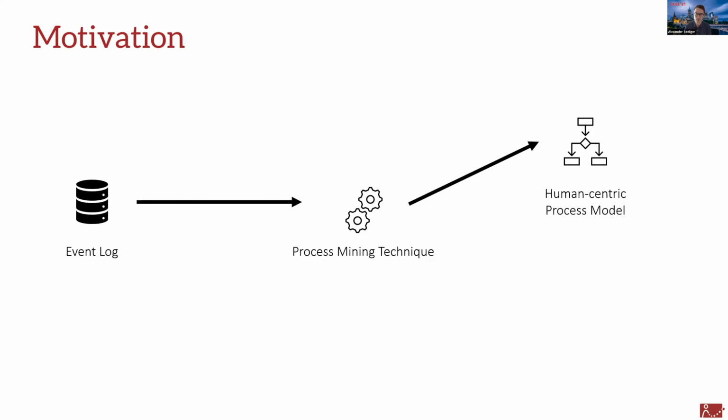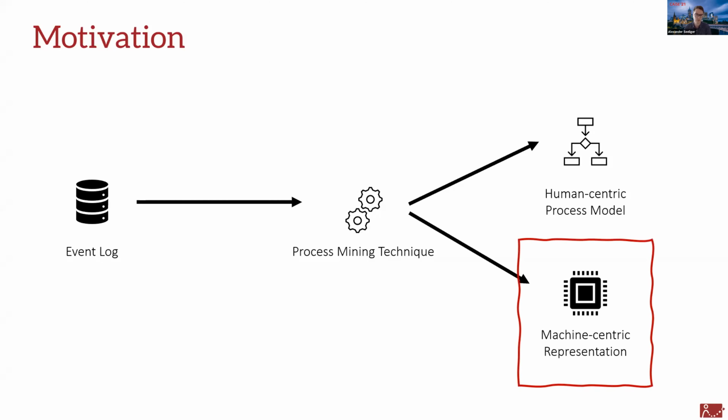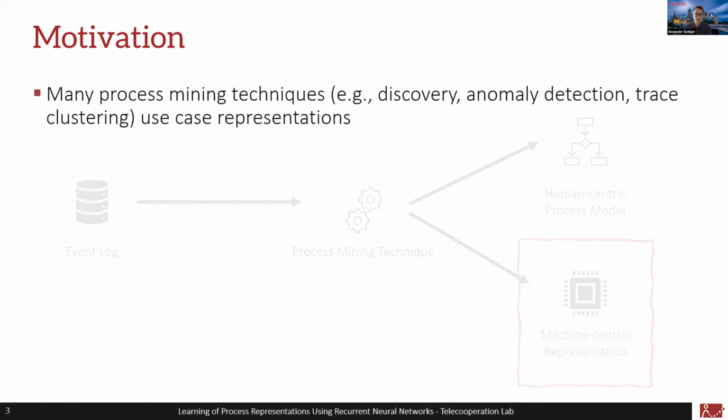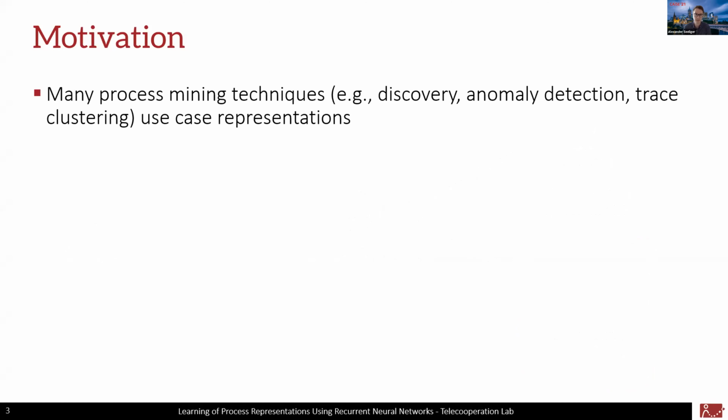And there are lots of different approaches to solve this. On the other hand, there are also some other techniques. They may need a different representation of your process or the things that you stored in your event log. And these techniques may need a machine-centric representation of these cases that you have stored in your event log. And this is exactly what we try to address here in our research in this paper. As I already mentioned, many process mining techniques, for instance discovery, anomaly detection or trace clustering, all use some kind of representation of all the cases that you have stored in your event log.